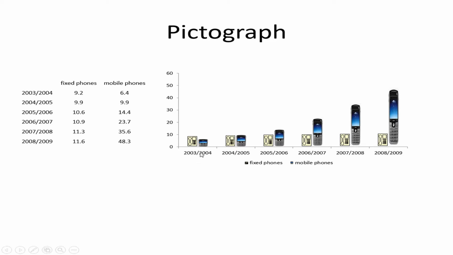It's a clustered column, but Excel allows me to change the color of the column and use a photograph or a picture. Therefore, this is called a pictograph, and it shows you by using the picture of a mobile phone. This is not a smartphone, or it can be a smartphone, and this is the fixed phone. And it's very clear from this graph that the number of users of fixed phones does not change much, but of course people are using and buying a lot of mobile phones.